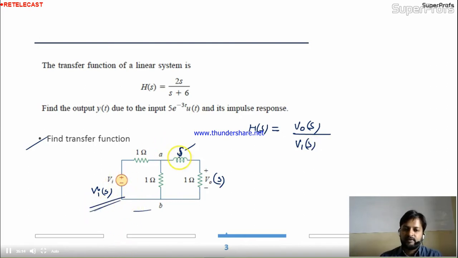Here we are giving this. So, can you solve this? It's very easy. Okay. So I gave the hint to you. Now calculate the Vo(s) in terms of Vi(s), divide both of them, Vo(s) and Vi(s), you will get the transfer function of the circuit. Okay.